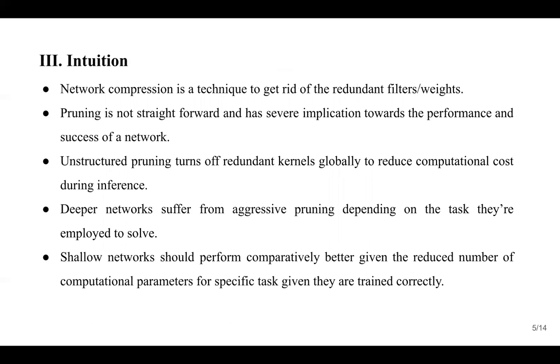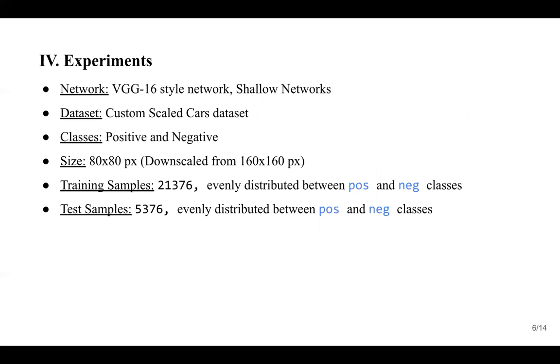So network compression is a technique to get rid of redundant filters or weights. Pruning is not straightforward and has severe implications for the performance and success of a network. Unstructured pruning turns off redundant kernels globally to reduce computational cost during inference. Deeper networks suffer from aggressive pruning depending on the task they are employed to solve. Shallow networks should perform comparatively better, given that they are trained correctly.